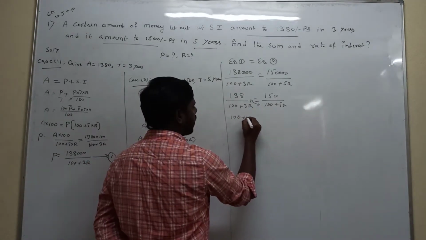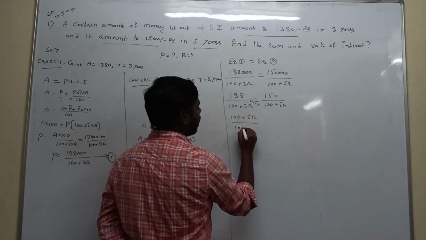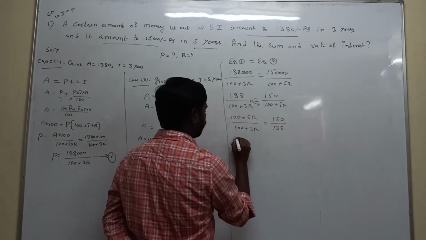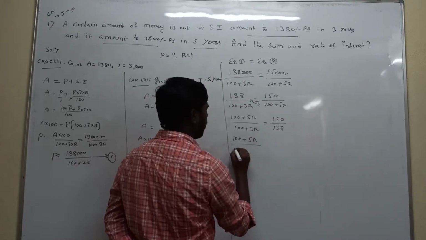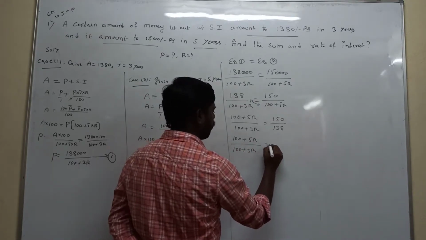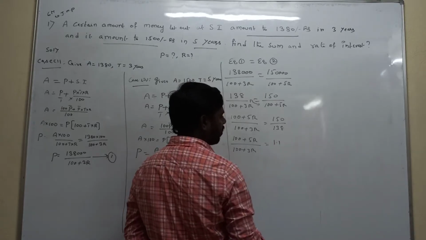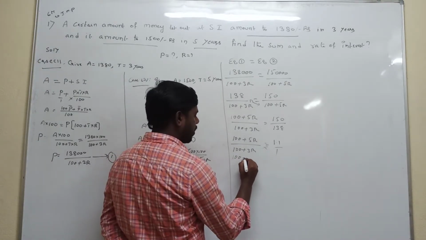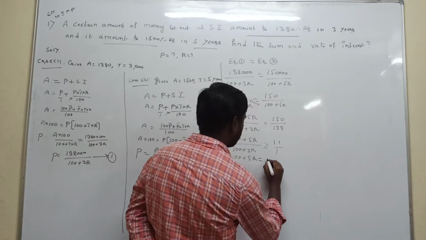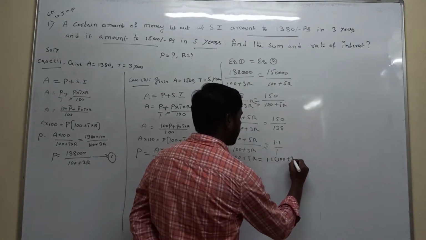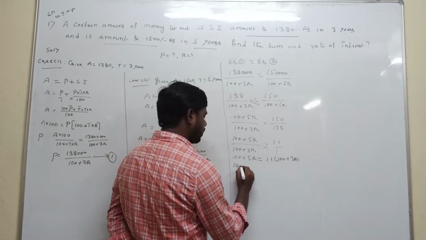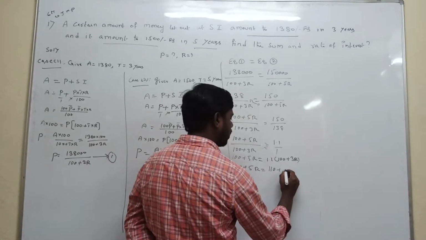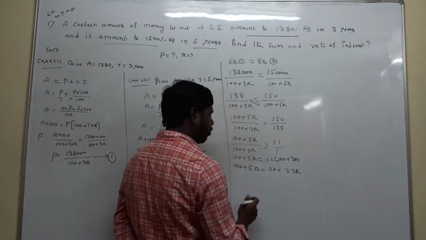We get 100 plus 5r divided by 100 plus 3r is equal to 150 divided by 138. Now 150 divided by 138 is 1.1, and the denominator is not there. Taking that cross product, 100 plus 5r is equal to 1.1 into 100 plus 3r. So the left hand side stays as it is, and the right hand side is 1.1 into 100, which is 110, plus 1.1 into 3r, which is 3.3r.